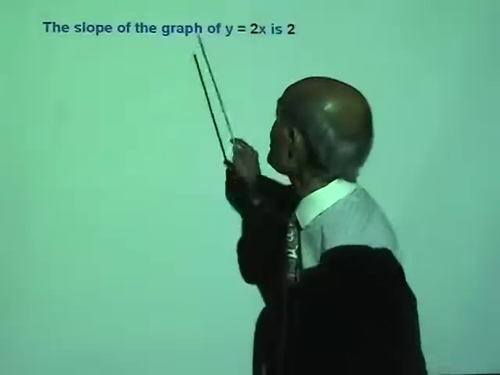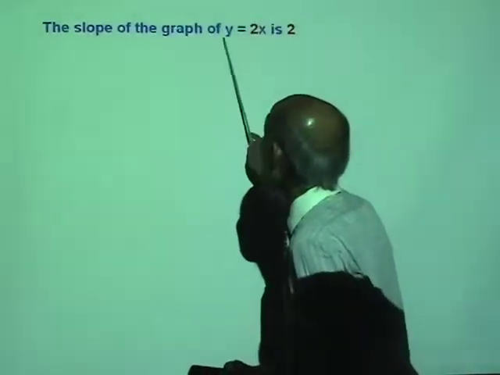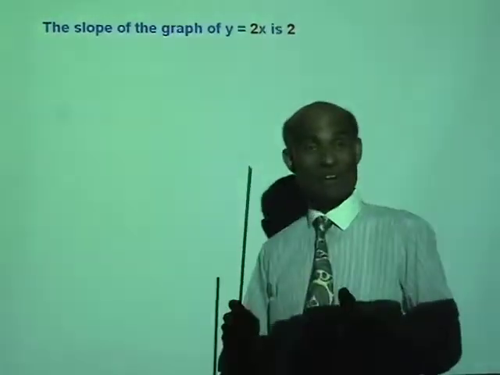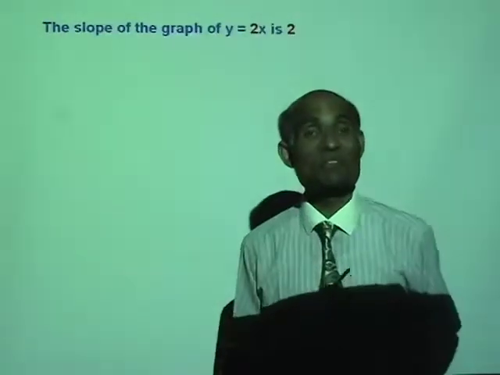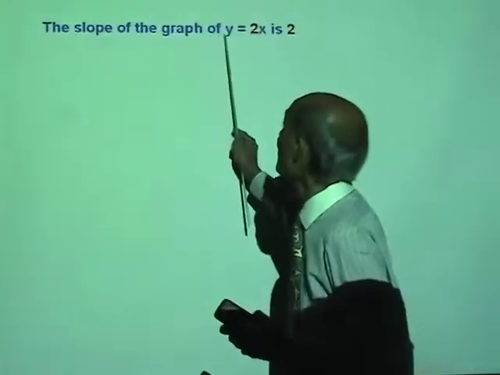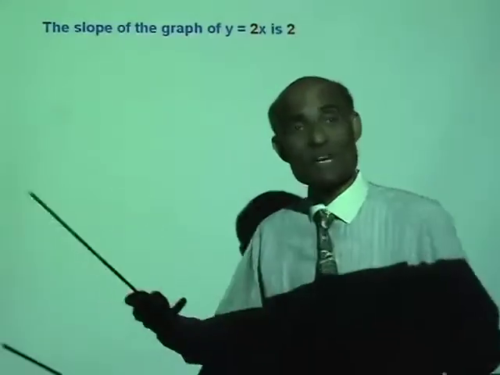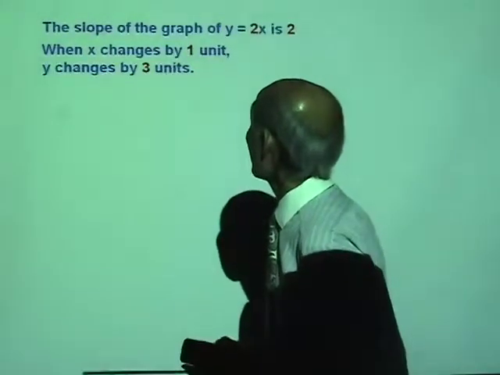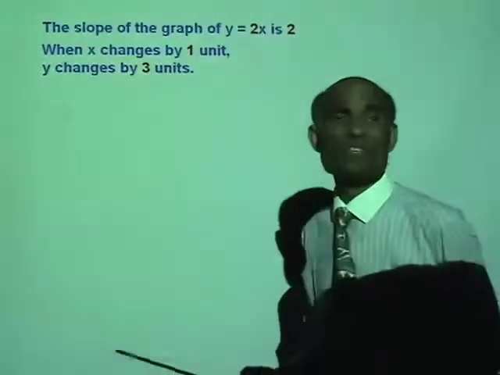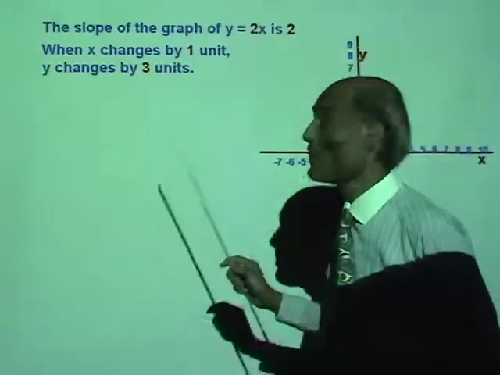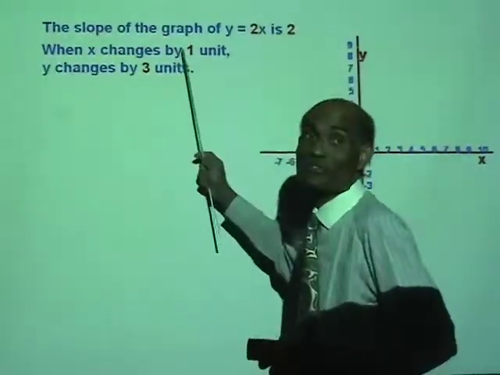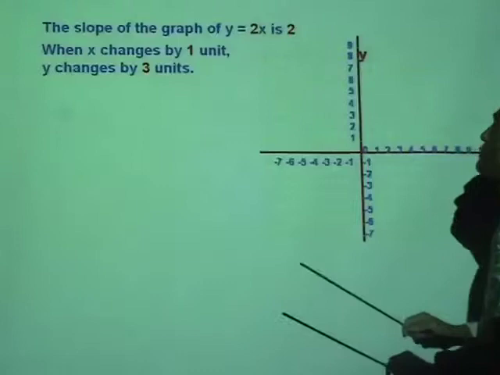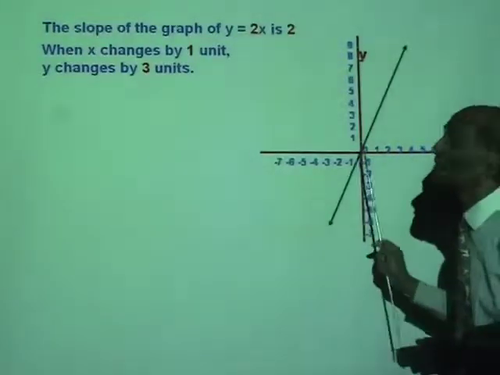Now, you know that the slope of the graph of y equal to 2x is 2. We talked about this. When x changes by 1 unit, y will change by 2 units. The slope of the graph of the equation y equal to 2x is 2. Well, if y equal to 3x, then it will change by 3 units.